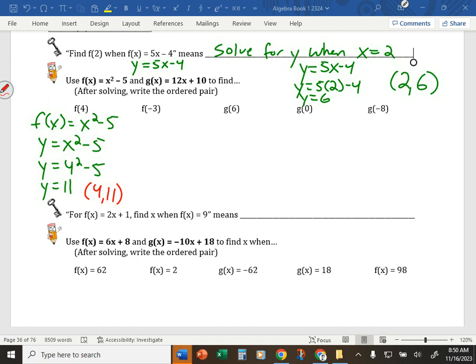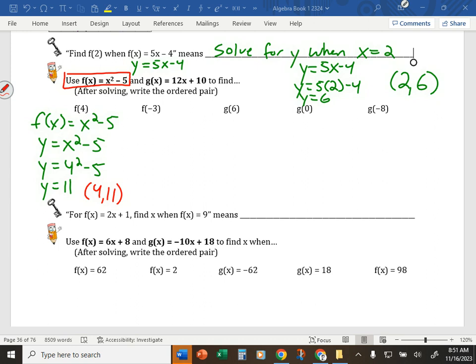It's worth asking. Why did you square this stuff? I squared it because that's what the original equation said. The original f of x equation was x squared minus 5. So when I plug that 4 in for x in the equation, it becomes 4 squared minus 5.